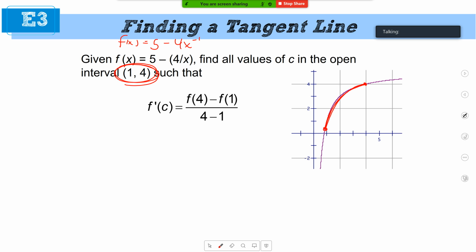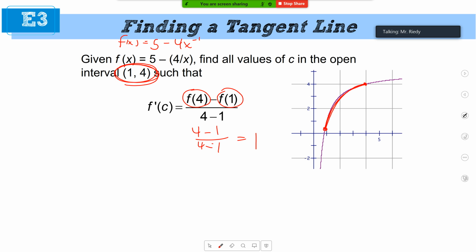Any progress for the rest of you? Is C equals 2? I don't know. What's C equal? Anybody? Well, let's see what I got. What's f of 4? 4. Yeah, f of 4 is 4. What's f of 1? 1, strangely enough. So we get 4 minus 1 over 4 minus 1. Last time I checked, that's equal to 1. Okay.